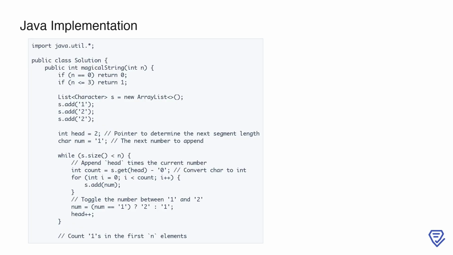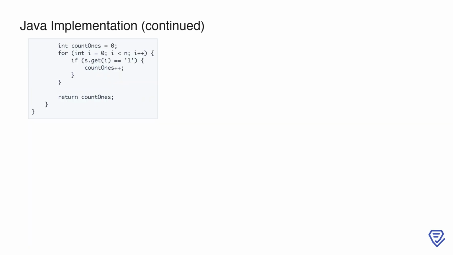Inside the loop, we calculate how many times the current number should be appended by converting the character at the head pointer to an integer. Using a for loop, we append this number of occurrences to the list. Finally, we toggle the number variable between 1 and 2 and increment the head pointer to move to the next segment. Once the magical string is constructed up to at least n characters, the next step is to count the number of ones in the first n elements.